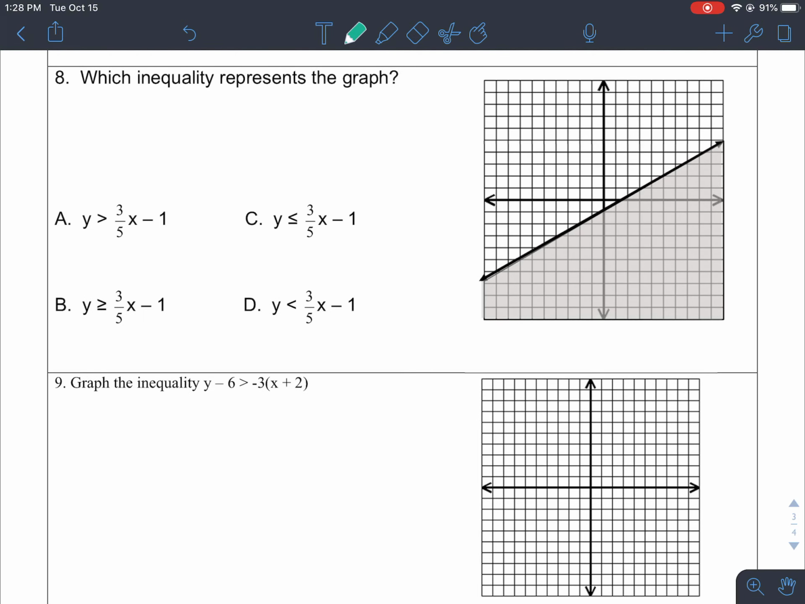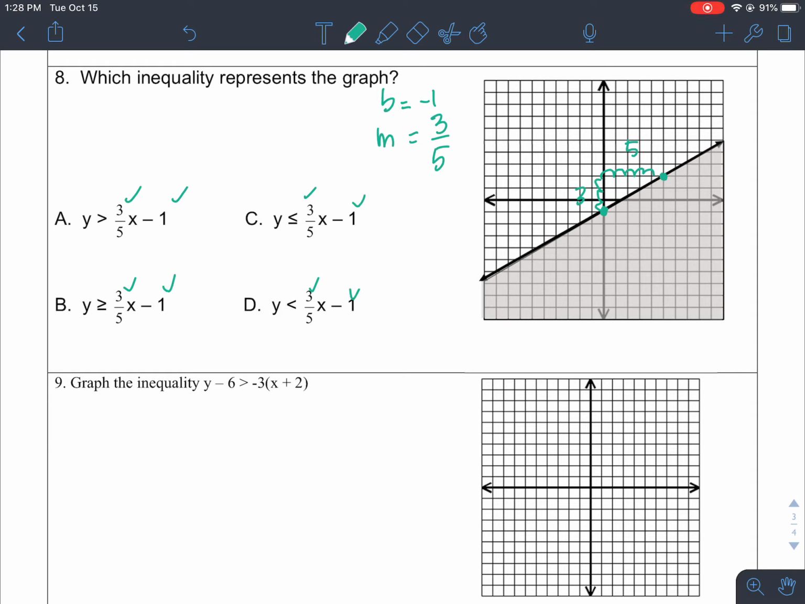And the only one that has y is greater than is B. Number 8, which inequality represents the graph? Again, I'm going to go ahead and pull my y-intercept and my slope. So my y-intercept is -1. And I'll use that point. And my slope is rise 3 and run 5. And my slope is 3/5. So they all have a slope of 3/5. And they all have an x-intercept of -1.